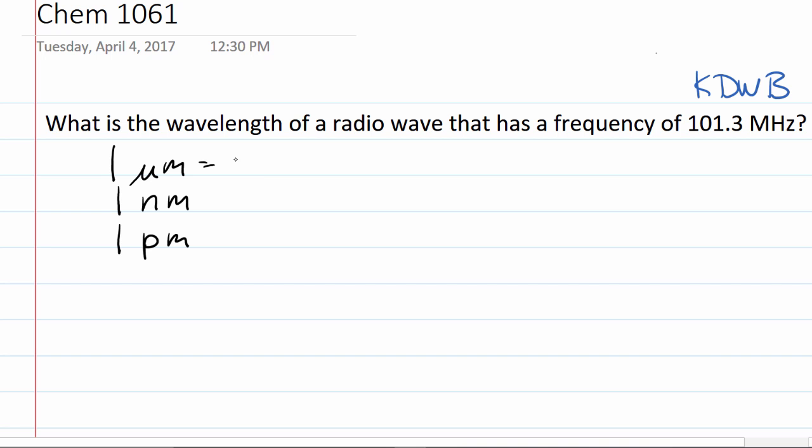Prefix micro means 10 to the -6, or 1/1,000,000th. The prefix nano means 10 to the -9th, which is 1/1,000,000,000th. The prefix pico means 10 to the -12th, which is 1/1,000,000,000,000th.